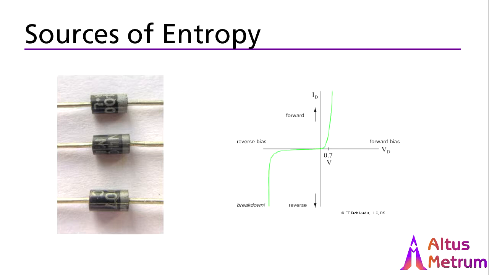It's a quantum effect because of the quantum nature of charges, and you get that bunching of randomness that occurs, that kind of clumping. So you get these random clumps of charges that are very difficult to determine because they're basically an effect happening at the quantum level of the silicon. And so that's a really nice source of entropy.